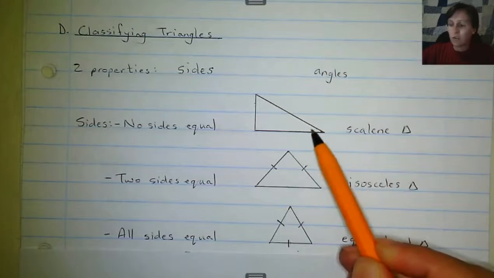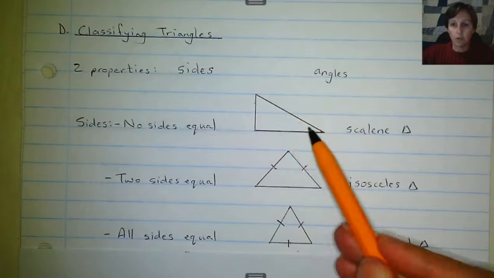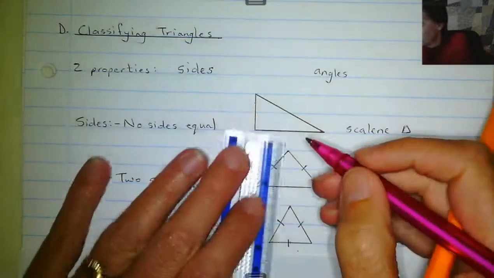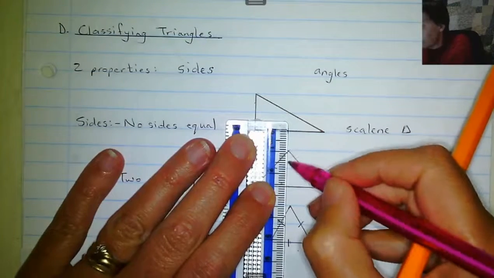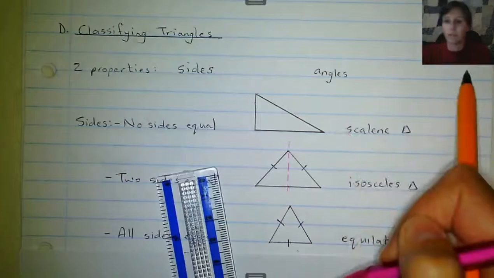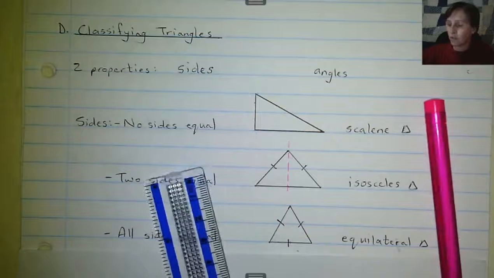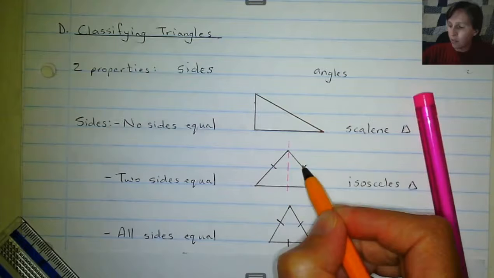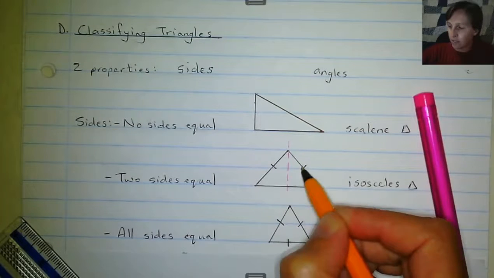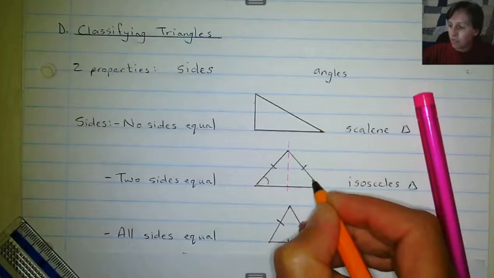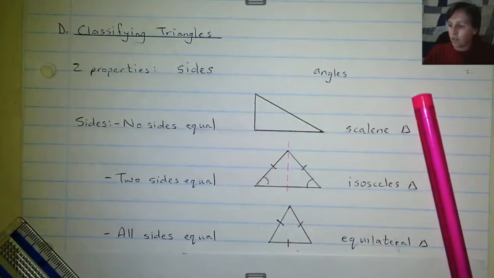Now, a scalene triangle has no lines of symmetry. An isosceles triangle has one line of symmetry. It goes from the one vertex and then through one of the sides. Also, with an isosceles triangle, the angles opposite the equal sides are equal. So there's an equal side, there's an equal side. The angle opposite this equal side and the angle opposite this equal side are also equal to each other.